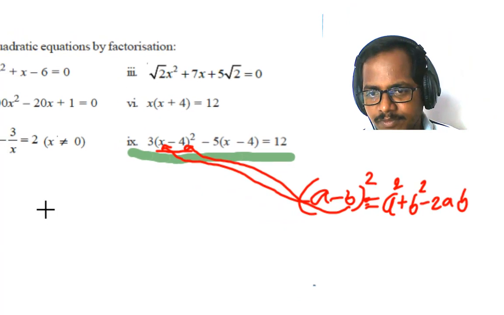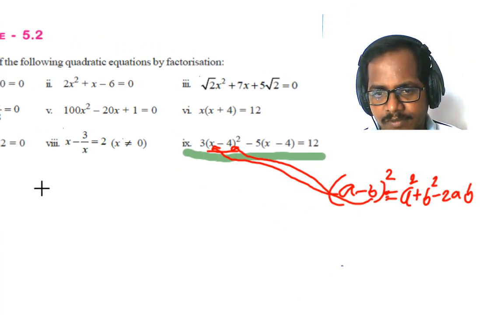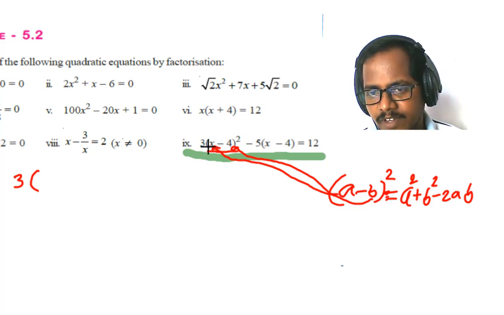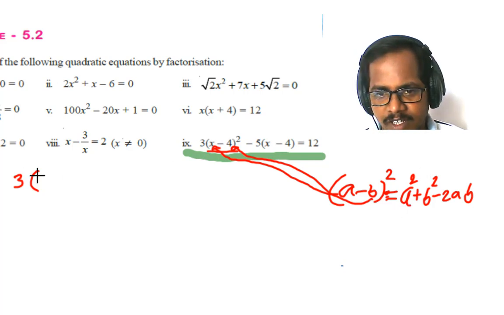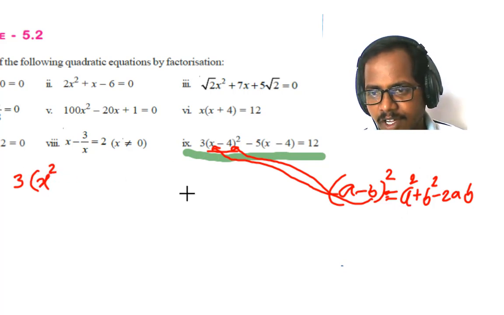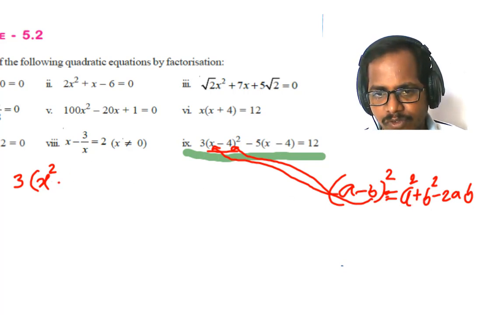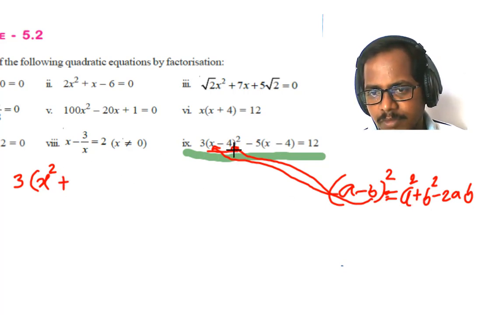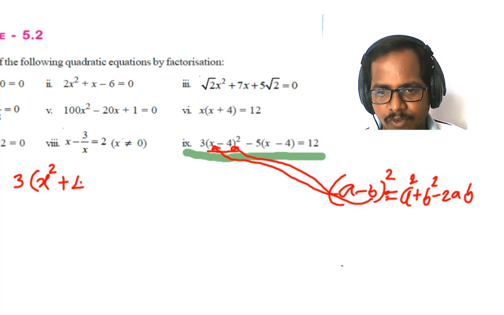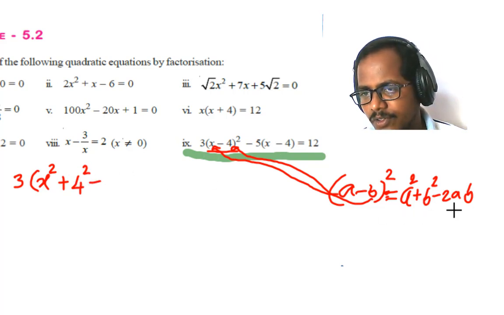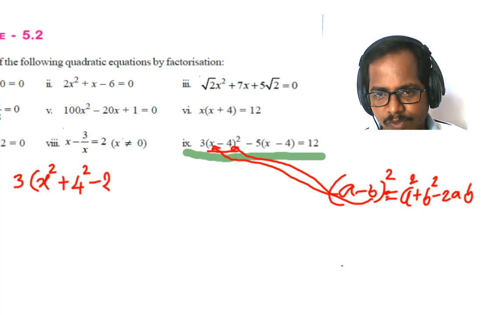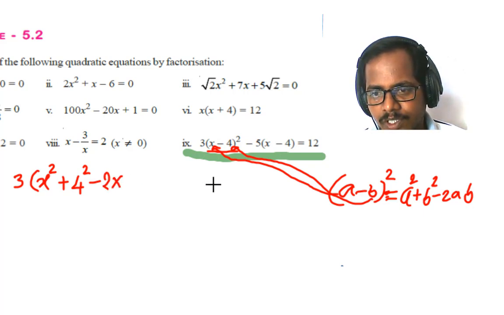So here we can write 3 into, in bracket, here we are using the a minus b whole square formula. First a square. A square means here what? x square. So we can write x square, and next plus b square. So plus here b square. What is b? 4. So we get 4 square minus 2ab, that is 2 into a which is x, into b which is 4.